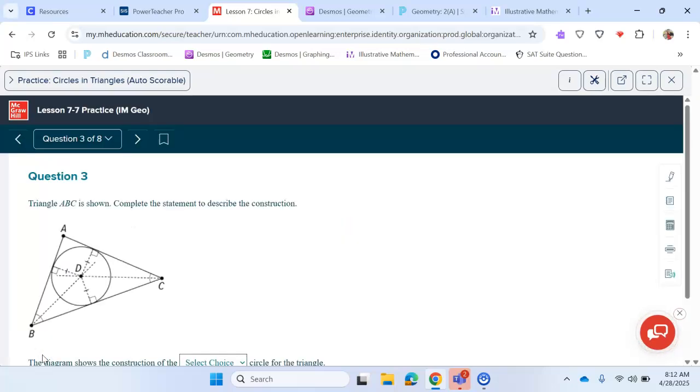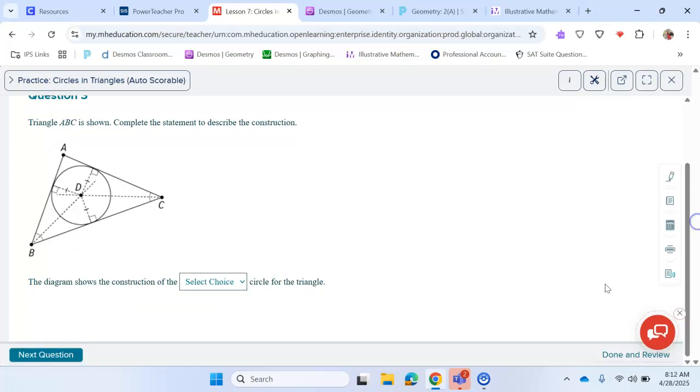Question 3. Triangle ABC is shown. Complete the statement to describe the construction. Diagram shows the construction of the blank circle for the triangle. So it is inscribed.